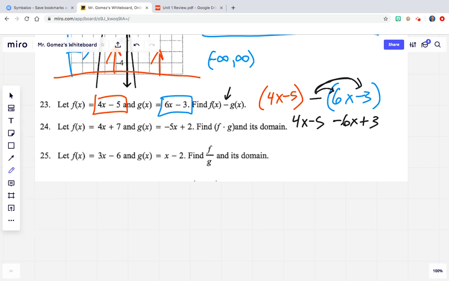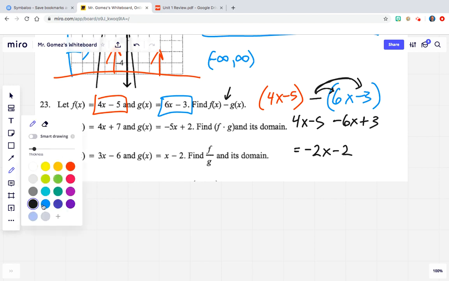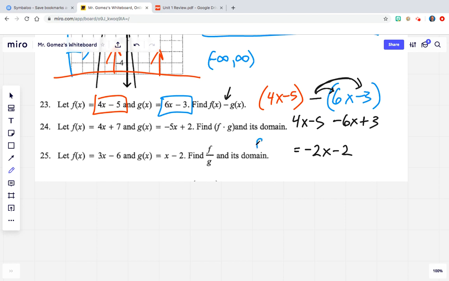Now from here, when we got rid of parentheses, we can get our terms together and combine like terms. A positive 4 and a negative 6 become negative 2x, and a negative 5 and a positive 3 become a negative 2. This is the answer we're going to have for f of x minus g of x, and I want you to write it just like that and box the whole thing on the test.